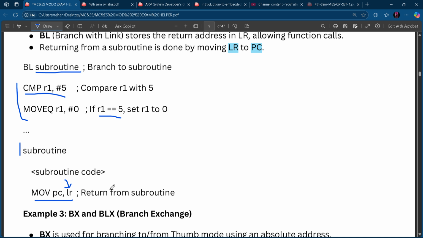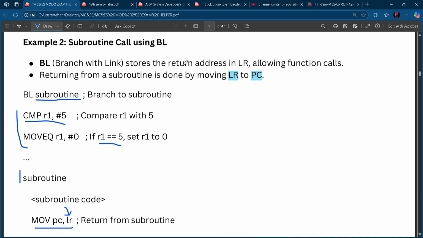Subroutine call is just like entering the subroutine mode. If you have to exit the subroutine mode, you have to return the link register to PC. So if you see here, branch with link stores the return address in LR, allowing function calls. Returning from a subroutine is done by moving LR to PC. So basically, this subroutine is nothing but function calls.